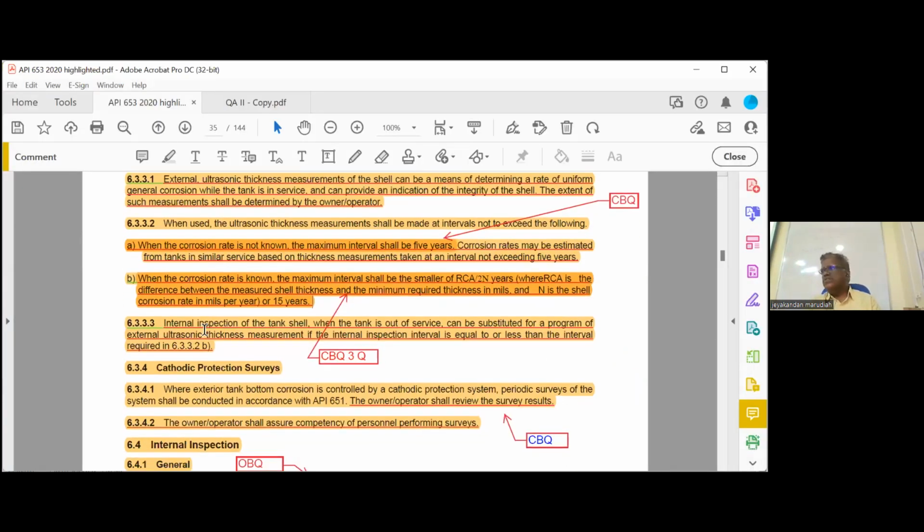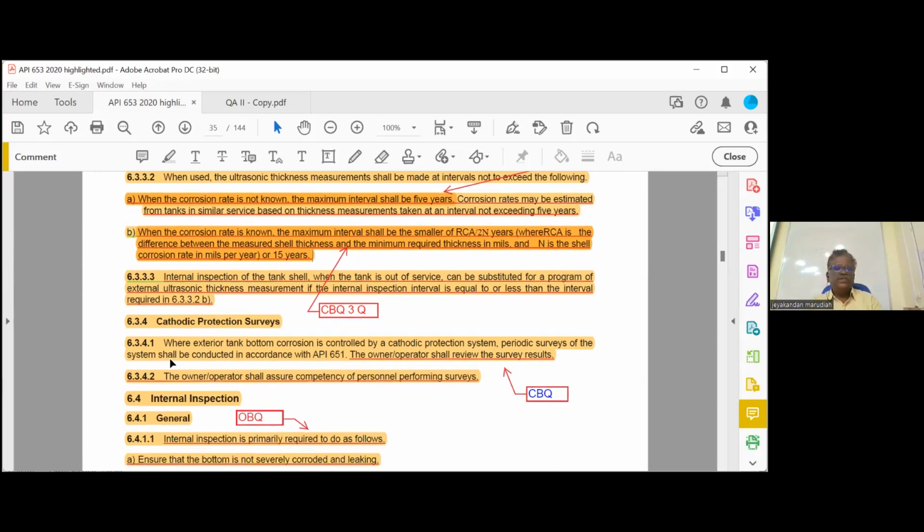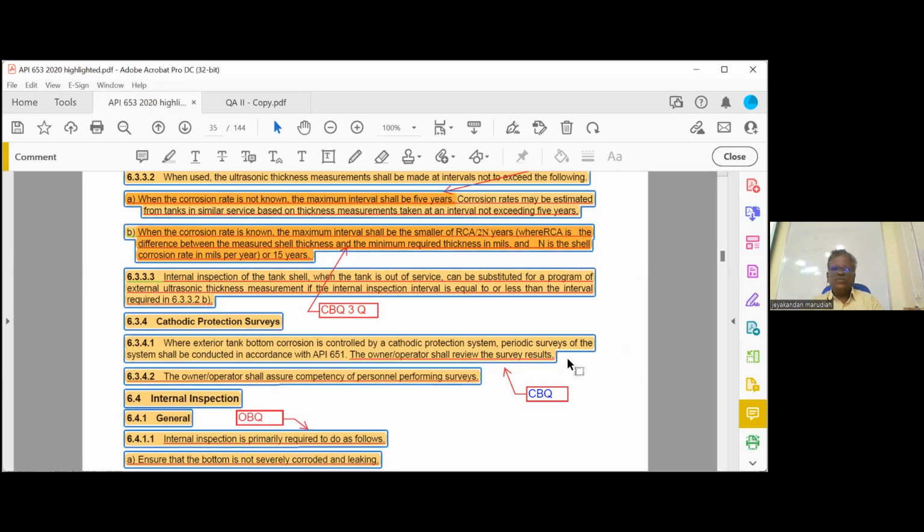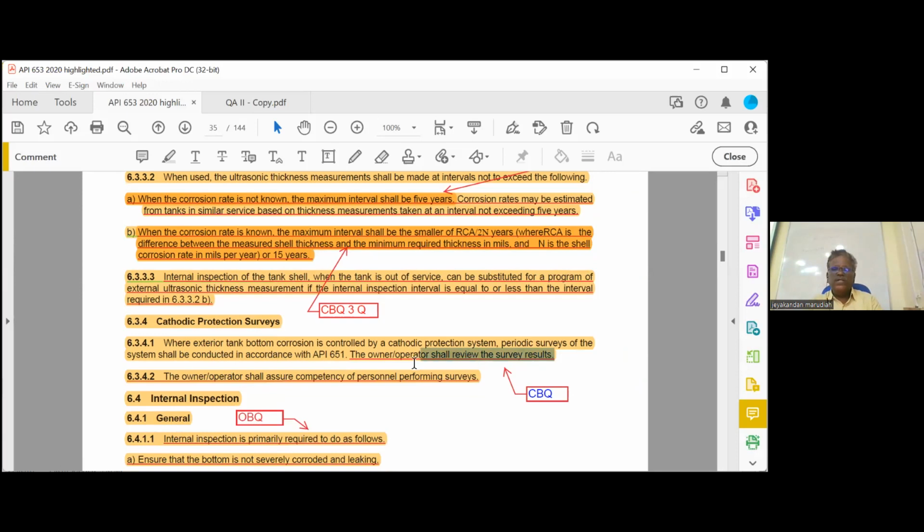Now, cathodic protection survey. Just to work it out, we have more calculations in your question bank. Highlight this one: where the exterior tank bottom portion is controlled by a cathodic protection system, periodic surveys of the system shall be conducted. This was the latest exam question: who will review the survey result? The owner operator shall review the survey result. Very, very important. In the last exam, this question was asked in closed book. And the next one is also important: the owner operator shall assure the competency of the personnel performing surveys.